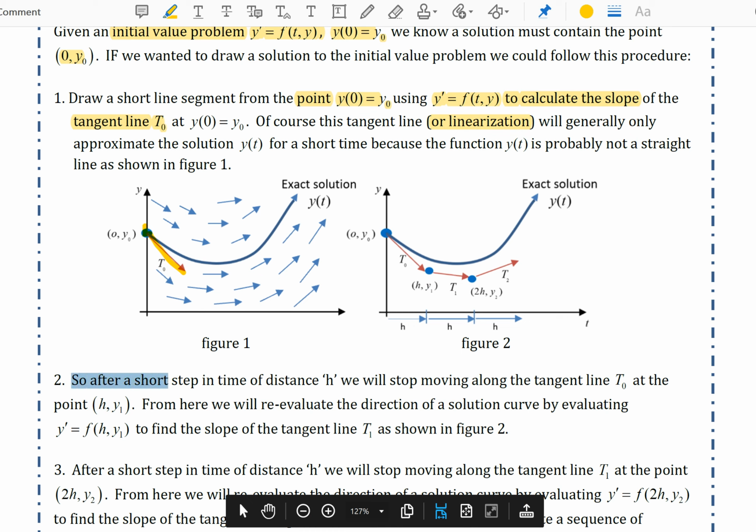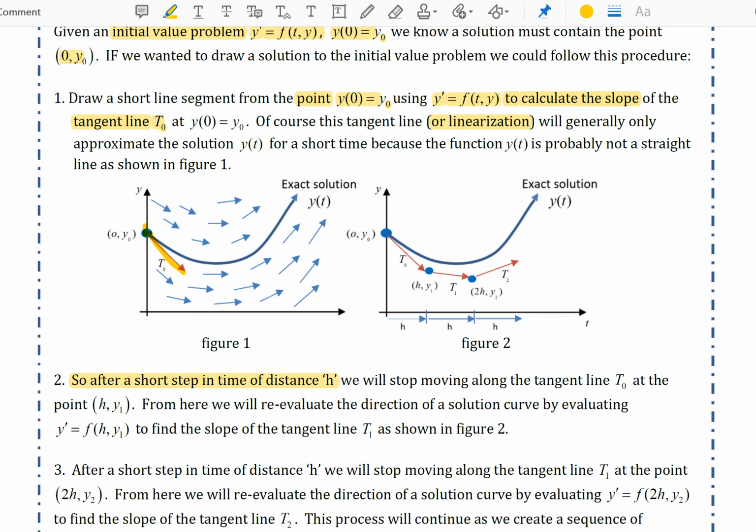So, after a short step in time of distance h, we will stop moving along the tangent line t naught at the point (h, y1). So here you'll see if you move a horizontal distance h, you'll stop moving on your tangent line t naught at this point (h, y1). From here, we will reevaluate the direction of the solution curve by evaluating the derivative at (h, y1) to find the slope of the tangent line t1, as shown in Figure 2.